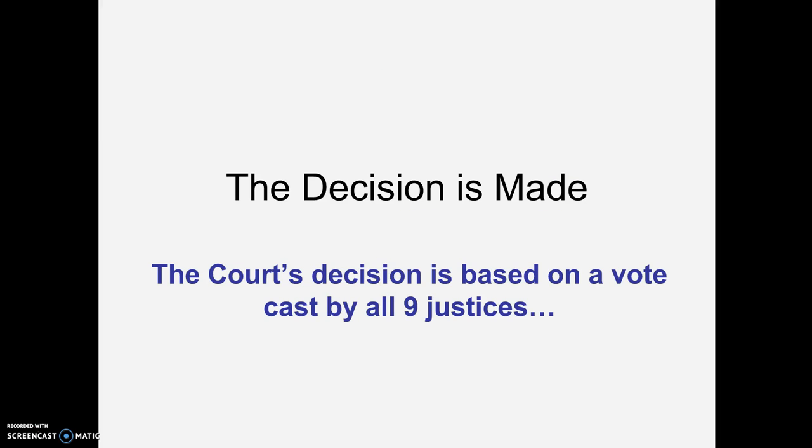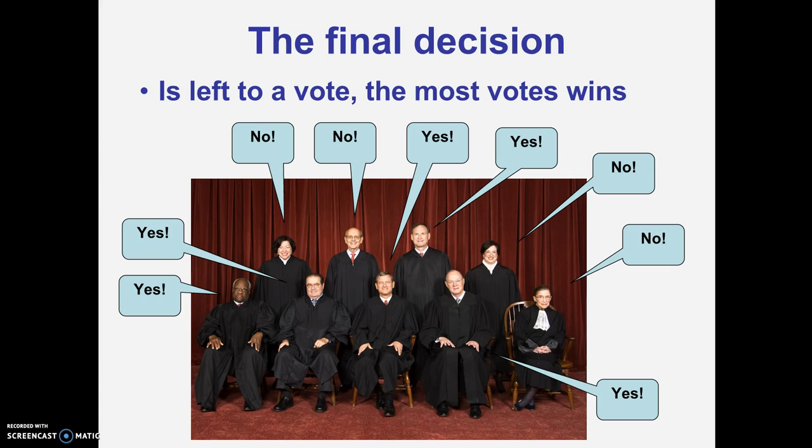So we have a vote. All 9 justices can vote. It's got to be a majority. So it's 5 or 6 or 7 or 8 or 9 votes to win. And whoever has the most votes, that's the side, that's the way the court decides.